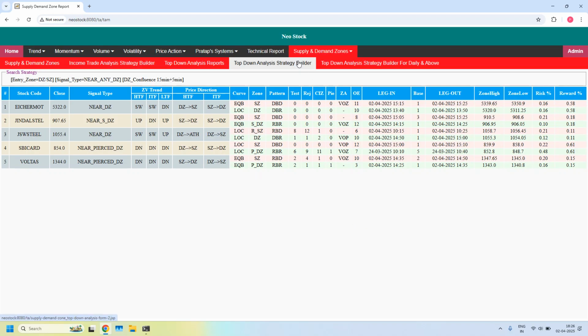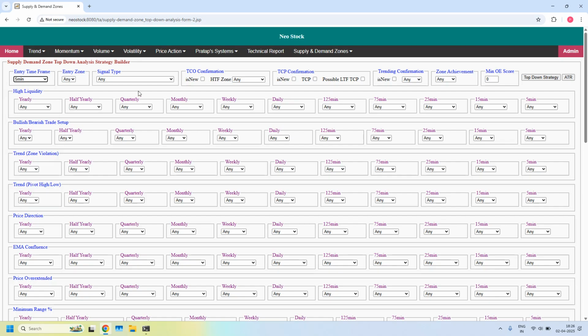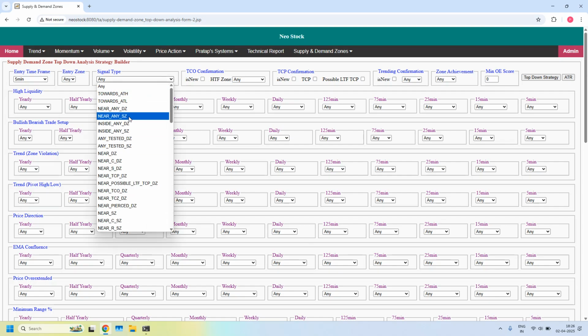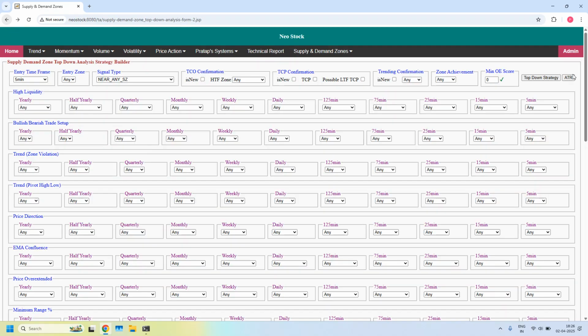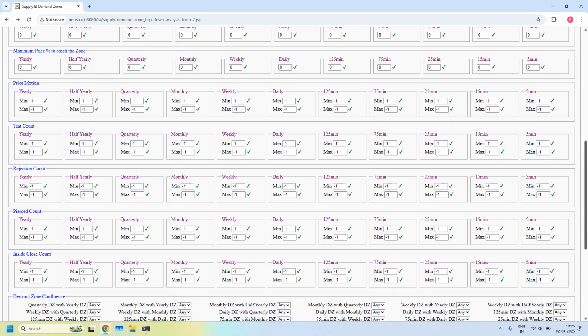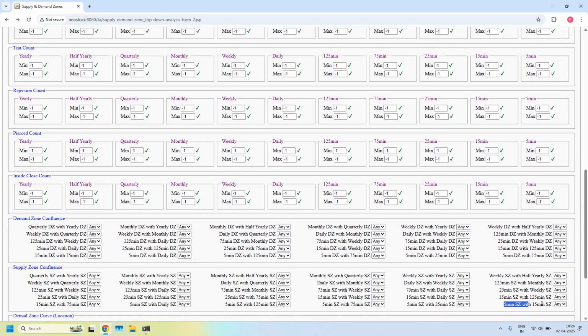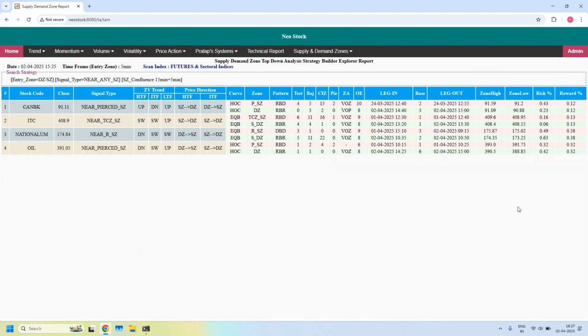Okay, next 5 minutes time frame. Stocks near 5 minutes supply zone. We got 8 stocks. Let's verify out of these 8 how many are having supply zone confluence, ITF supply zone confluence. That is 5 minutes and 15 minutes supply zone confluence. So I am enabling the filter. With this filter, we got 4 stocks. Out of 4, 3 are pierced zones.